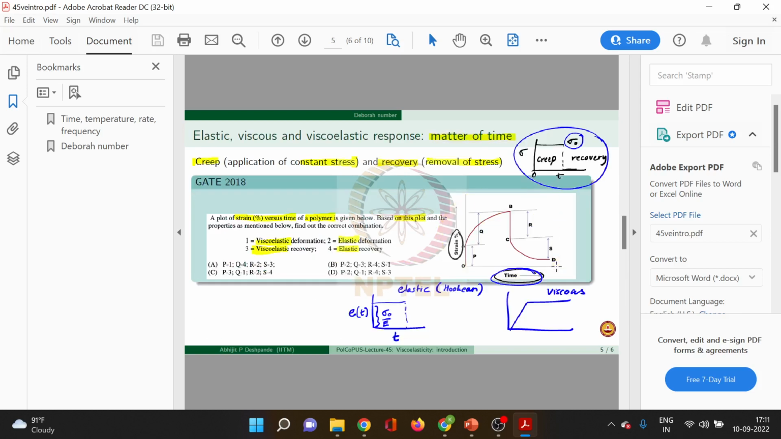This is slide number 5, right? It is D. Okay, ma'am. So, P is 2, which is nothing but your elastic deformation. And then Q is 1, which is nothing but your viscoelastic deformation. R is 4, which is your elastic recovery. And then S is 3, which is nothing but your viscoelastic recovery. Okay, it is D, it's not C.